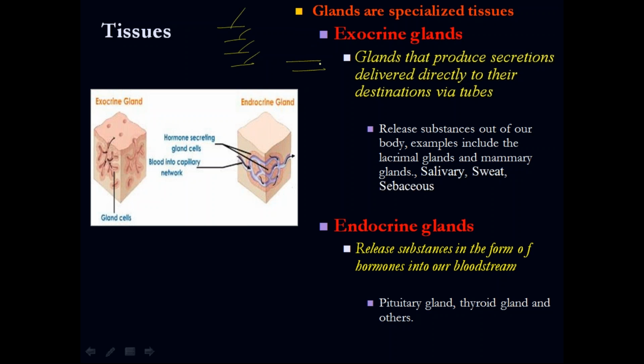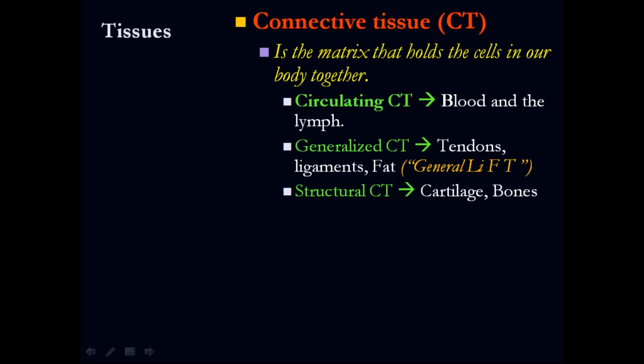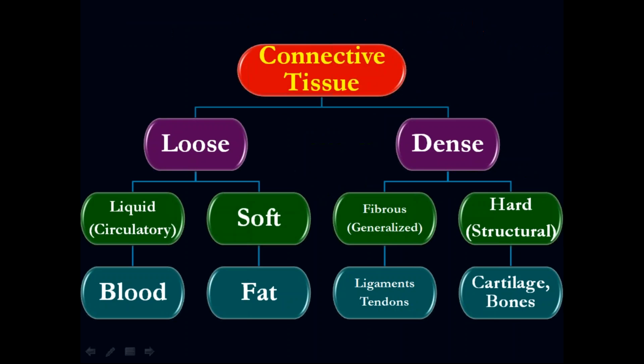Exocrine and endocrine. Okay? Exocrine glands have a duct. This is the gland, and they have a duct that is going to drain out the fluid. Meanwhile, the endocrine gland doesn't have those ducts, for example, the thyroid gland. So again, to review here, circulating is the blood and lymph and plasma, of course. Generalized connective tissue: tendons, ligament, fat. Structural, we have the cartilage and bones.